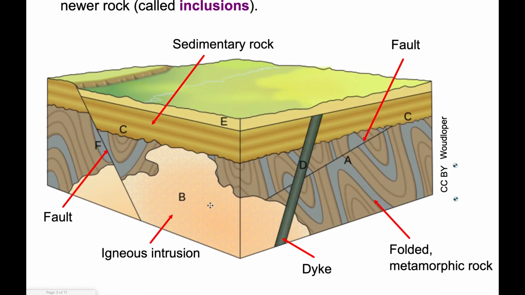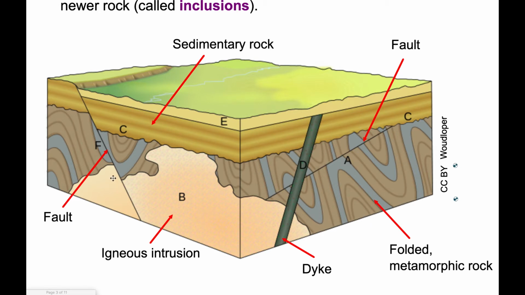So let's start further down in our diagram since that's where we're going to find the oldest rock. B is our igneous intrusion. Obviously, it's got to be younger than this folded metamorphic rock because it cross-cuts the metamorphic rock. B has to be older than this fault line F, but younger than the metamorphic rock. So let's keep that in mind.